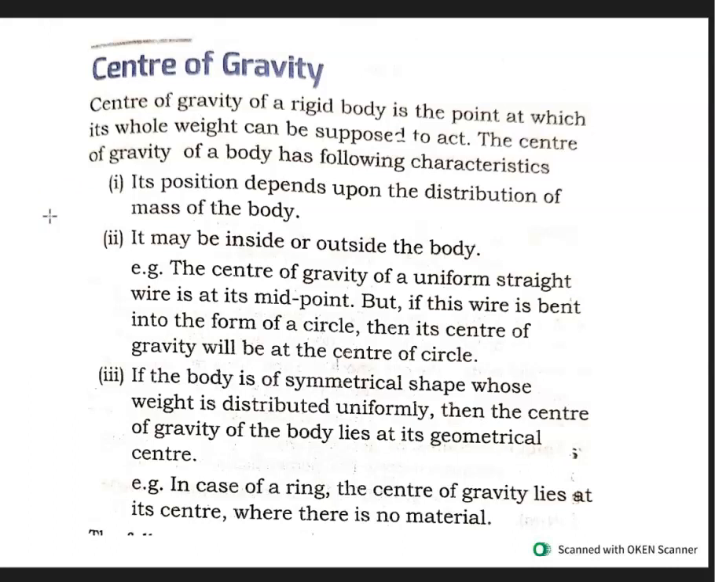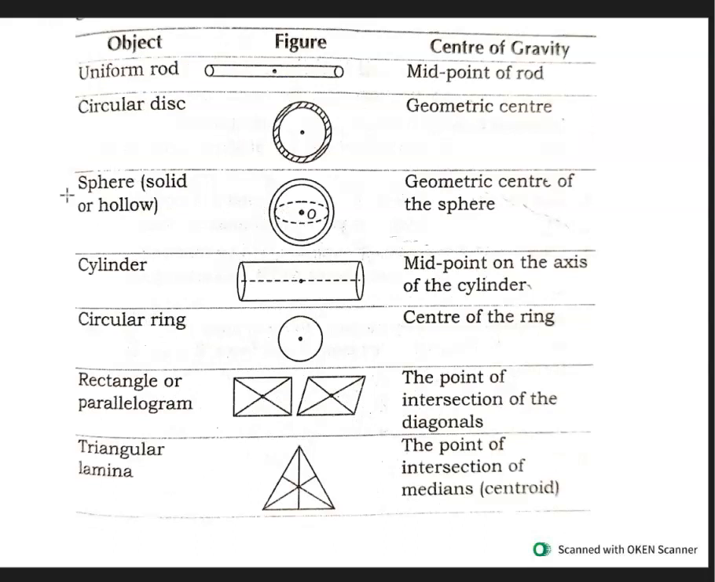And the third one, if the body is of a symmetrical shape whose weight is distributed uniformly, then the center of gravity lies at its geometrical center. This is true for all the correctly, mathematically shaped objects. For example, a cylinder, a sphere, a triangular lamina, which are symmetrical in shape and whose weight is distributed uniformly, then the center of gravity of that object will always lie at its geometrical center. Let us look at some important examples whose center of gravity we are supposed to remember.